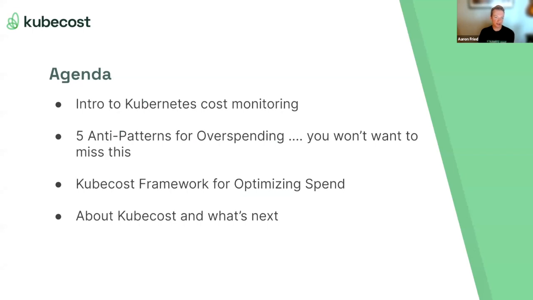We're going to chat a little bit about Kubernetes cost monitoring and why you should care about it and why it's important. We'll go through 5 anti-patterns for overspending, with some actionable tips that you can start to deploy right after this call. We'll chat through the Kubecost framework for optimizing your Kubernetes cloud spend, and then show you a little bit more about some of the things we're working on here at Kubecost.